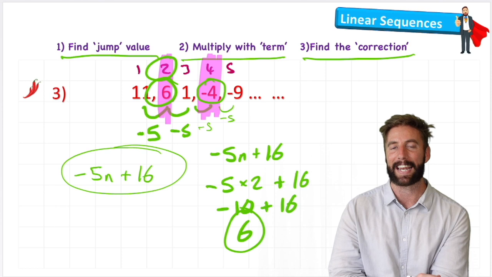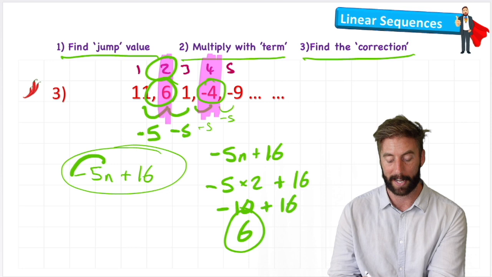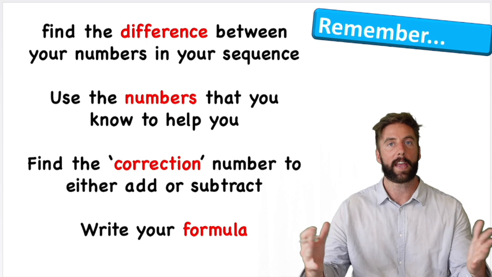But we have to be a bit sharper to notice that the start of our formula therefore would be a negative, and we need to be aware of what happens when we multiply a negative and add to a negative. And there you go, that is everything you need to know about finding the nth term to a linear sequence.